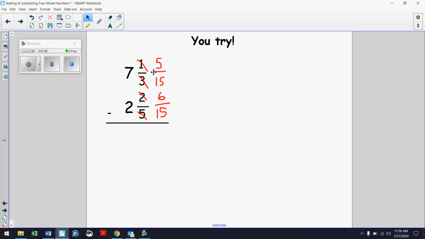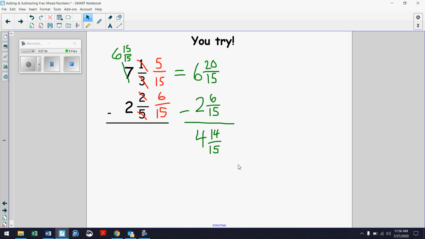So again, I need to find common denominators, but I come across that problem here where I can't subtract 6 from 5. So I need to rewrite the 7 as 6 and 15 over 15. Again, I chose 15 so that we would have common denominators. And then all together, I have to put these two fractions together before I subtract. So I end up with 20 over 15. Then I can do my subtraction, just make sure my answer is simplified, which it is.